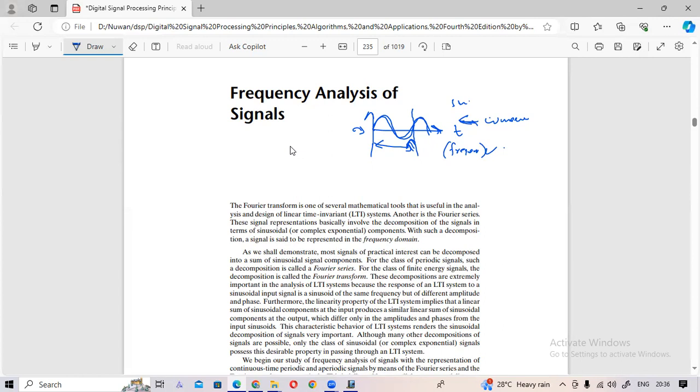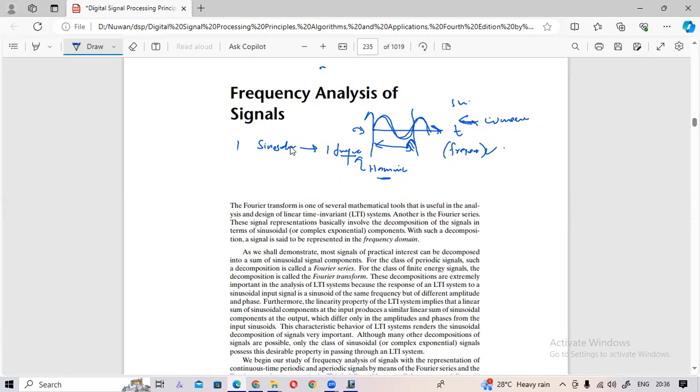I may have told you that if we have one sinusoidal signal, that means it has only one frequency component. We call it a harmonic. One frequency component, we call it a harmonic. So for a sinusoidal signal, we have only one frequency component, that is the frequency of the signal.